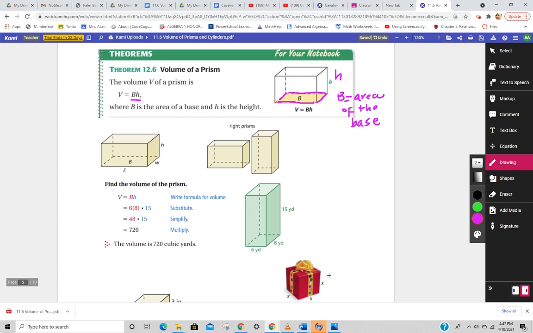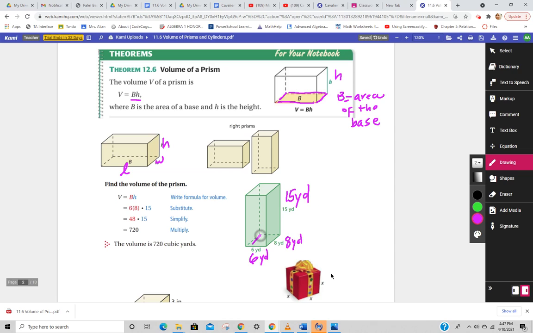Let's do that. Here's our first example. Let me go back and say, when we're talking about a rectangular prism, this side is the length, this side is the width, and this side is the height. All right, so let's find the volume of this rectangular prism. This side is 6 yards, this side is 8 yards, and this side is 15 yards.